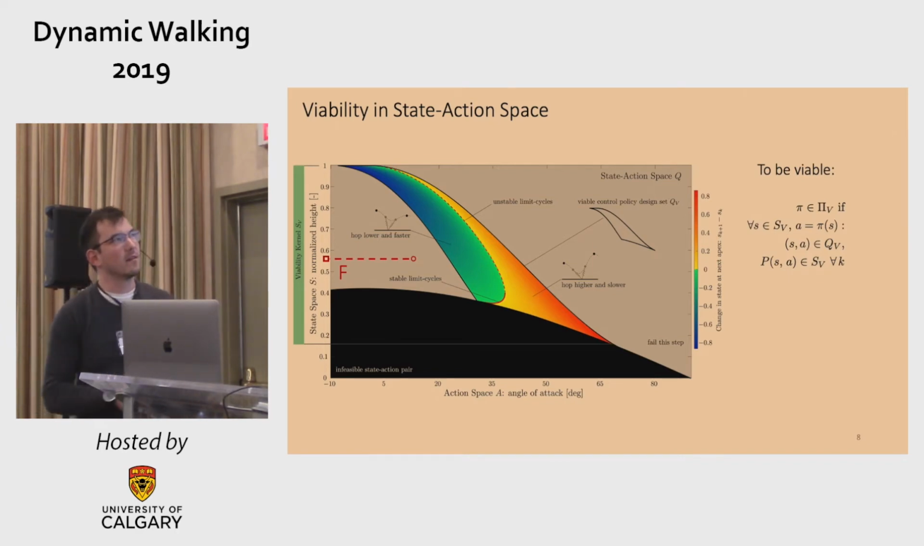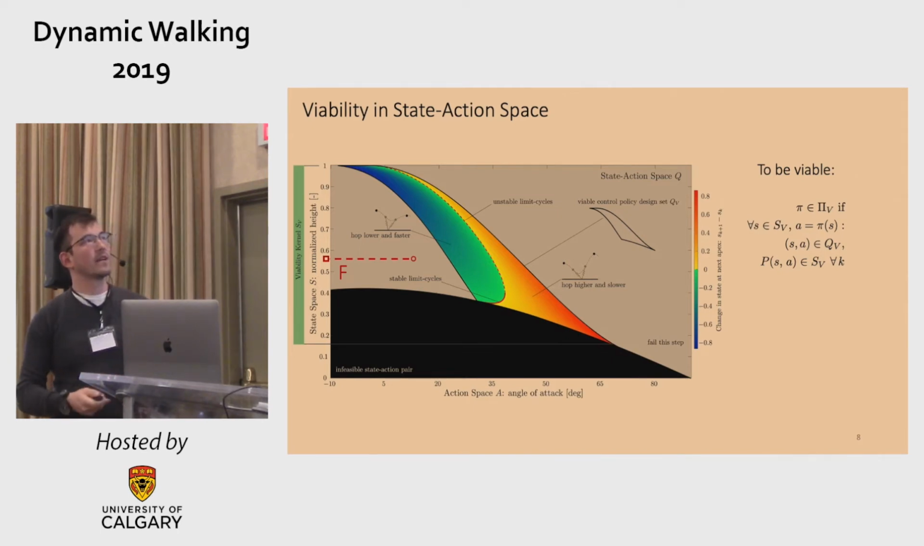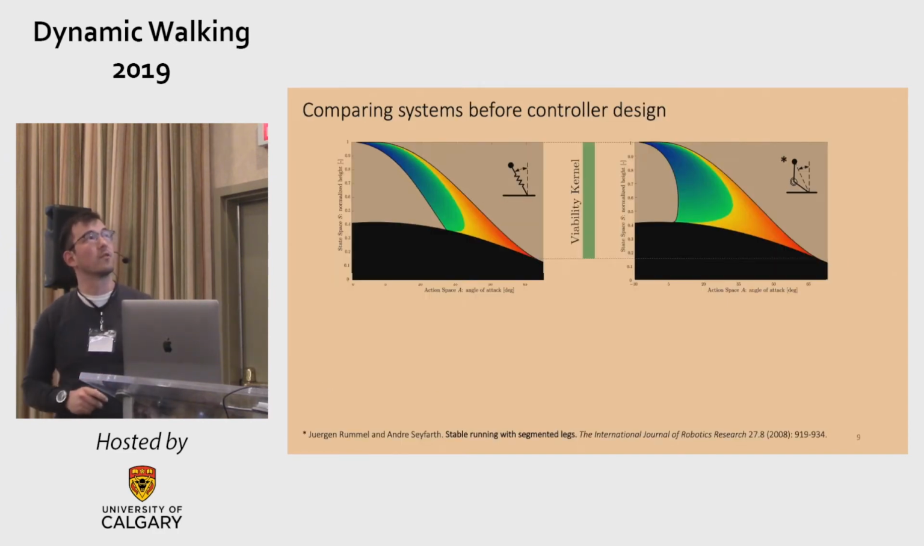So this is saying the same thing in math. Basically, a policy is a viable policy if for any state in here, the policy maps the state to an action inside the set. And this is a really general condition. In fact, your policy could even just be completely stochastic and randomly sample actions from inside the set, in which case you'll never converge to anything, but you'll also never fail. And since this is really general, we can start to compare different systems, different designs, before designing the controller.